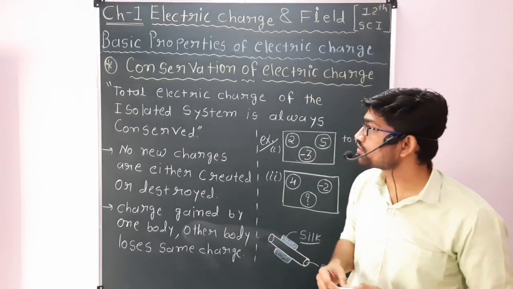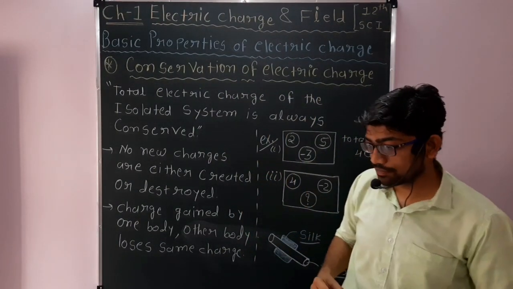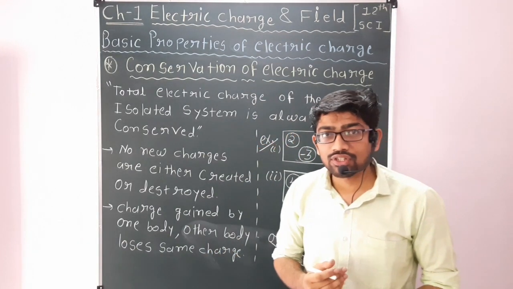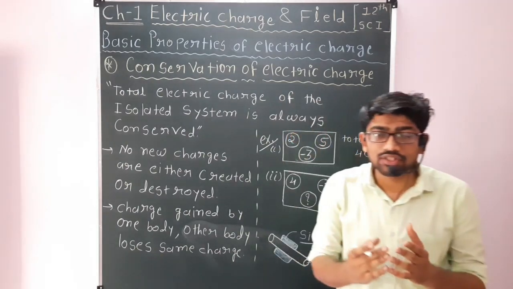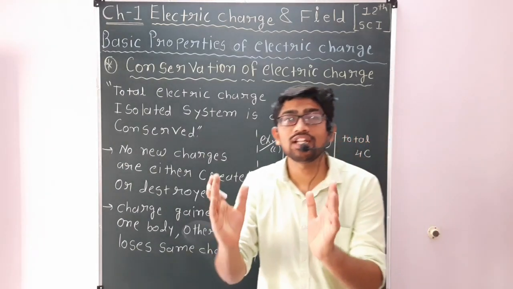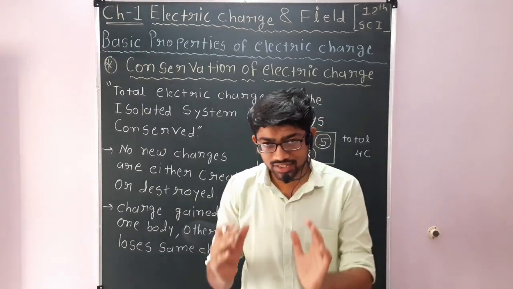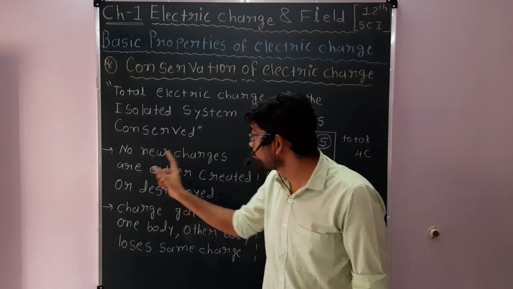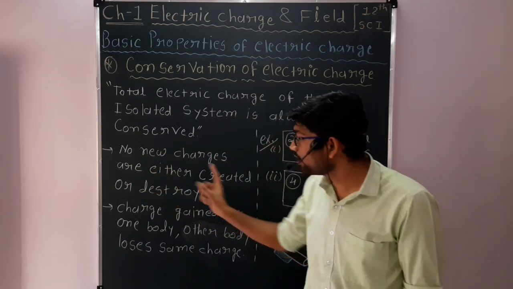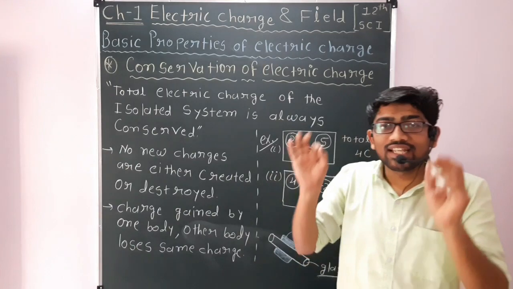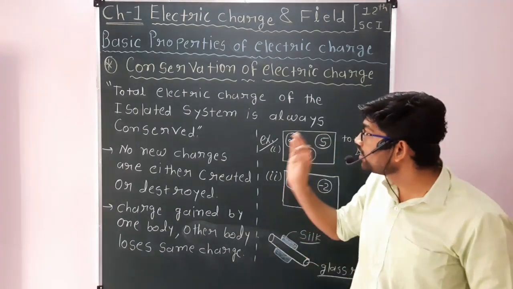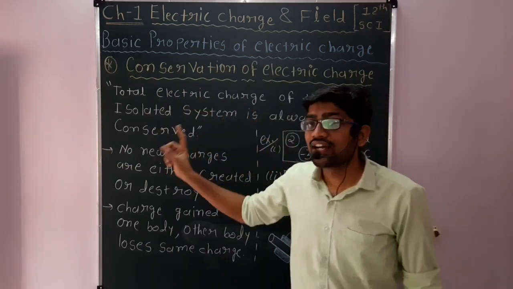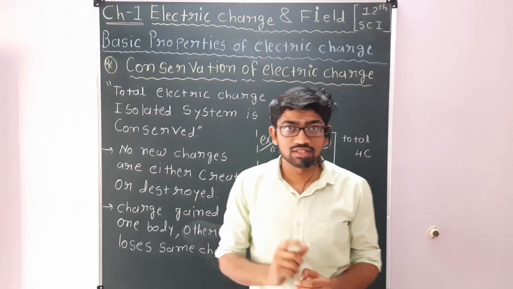The next basic property of electric charge is conservation of electric charge. We all know momentum conservation, energy conservation. What is the energy conservation law? Energy can neither be created nor destroyed, it only transfers from one form to another. Just like that, electric charge is a quantity for which no new charges are either created or destroyed. It means that in any isolated system, the total electric charge is always conserved.